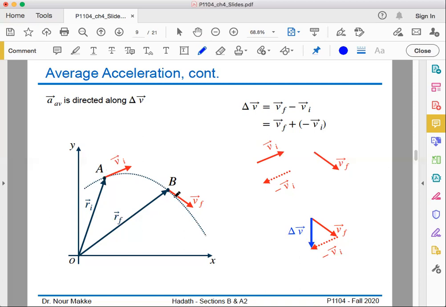So between point A and B, the direction of the vector a average is nothing else than the direction of this vector delta V. In case you need to understand a graph and extract some information out of it, you will know that this is the way we draw delta V, and the direction of a average is defined by the direction of delta V.